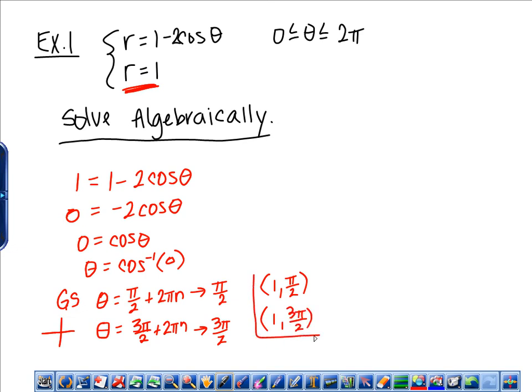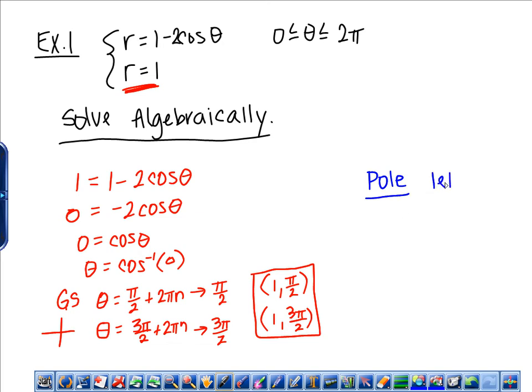We'll see what to do next if the radius is not always a number. Alright, and one more thing we're going to start looking for is checking the pole. The pole may be a solution, and you may miss it by solving algebraically. This is something you always have to check at the end.